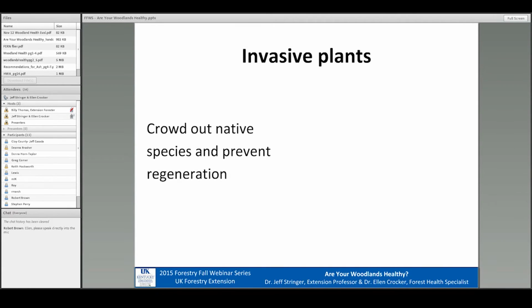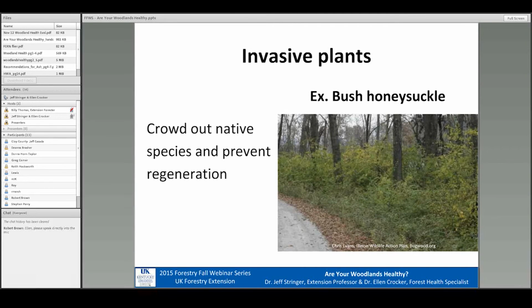and prevent regeneration. So in this example, I'm just going to be talking about bush honeysuckle and showing a few pictures of it because it's one of the most common invasive plants in this area. And as you can see from this picture, that dense understory growth, not a lot is going to get through there. It's keeping light from getting to plants on the ground floor, as well as water, and not letting seedlings grow up or the native herbaceous species thrive.